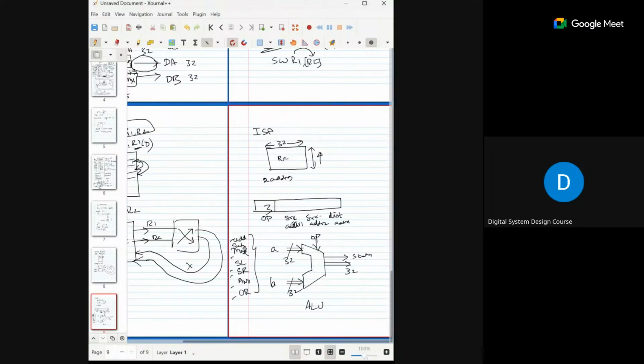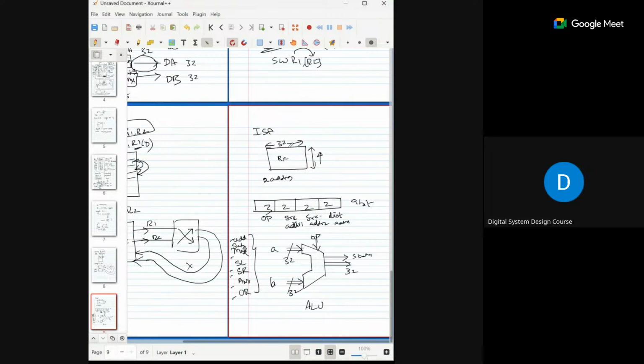What is the length of the source address? 2 bit. Destination address? 2 bit. So the sources are 2-bit each and the destination address is 2-bit. Okay, so totally the length of my ISA is 9 bits.